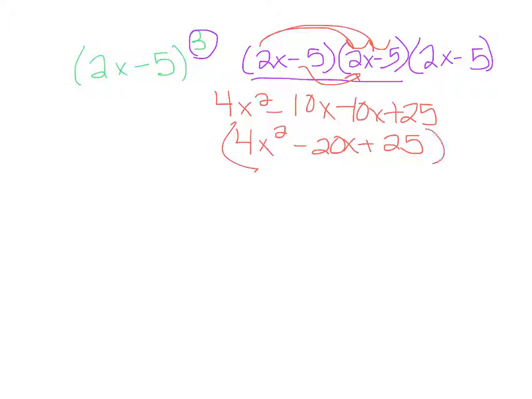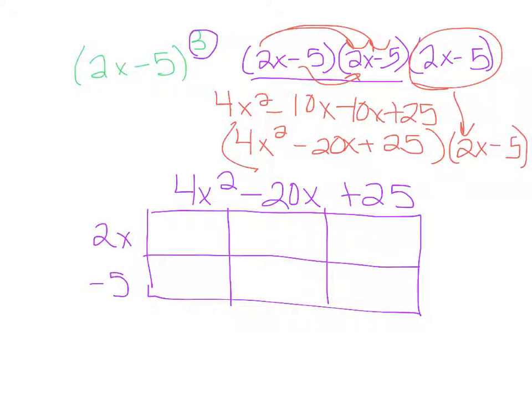All of that is still being multiplied by this third term of 2x minus 5. To complete this, I'm going to create a grid. So I've just made my grid here with the trinomial times a binomial.